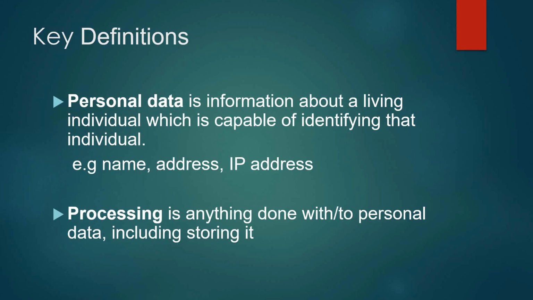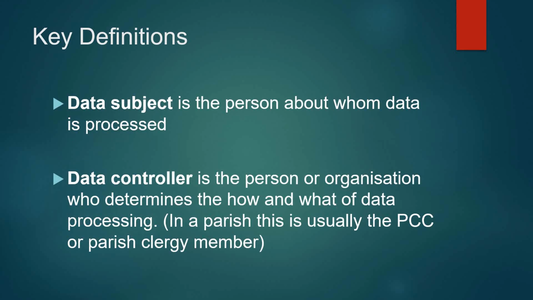Key definitions. Personal data only refers to living individuals, not anyone who's died, and it covers all identifiable information such as a name or even an IP address. Processing is anything at all that is done with personal data, which includes collecting it, storing it, and amending it. A data subject is the person about whom the data is being processed.